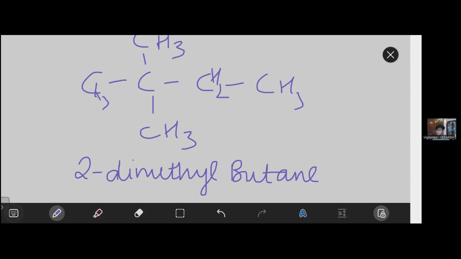I didn't even know its name; I had just drawn it. It is actually a structure, so I can draw it by myself, but I did not know the name of it. I just named it sitting here, and it is correct also. Now, 2-dimethyl butane, where did this name come from? So set this aside for now.